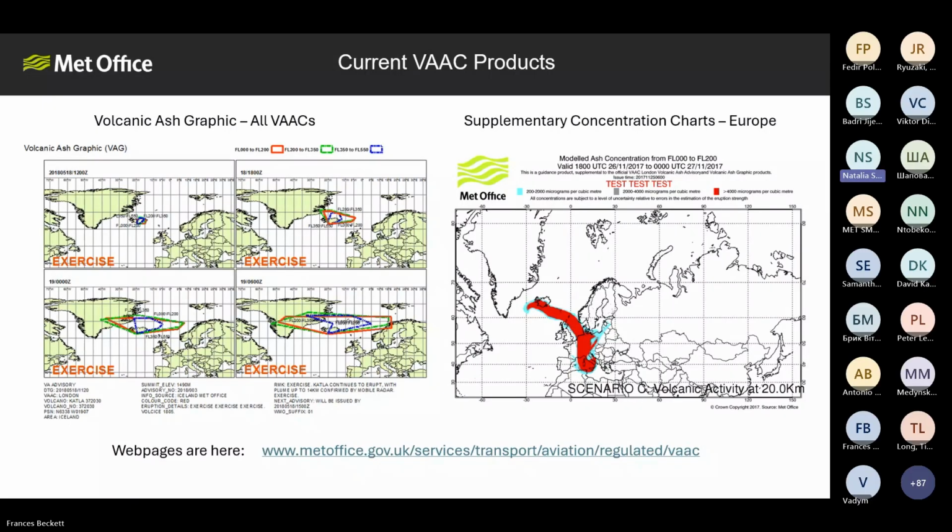Since the eruption of Eyjafjallajökull in Iceland in 2010, the National Meteorological Services, who host the London and Toulouse VACs, have also provided supplementary concentration charts. And we have an example of one of ours on the right-hand side here. And these provide a more detailed description of where we think ash is in the atmosphere, and crucially, how much ash we think is there too.